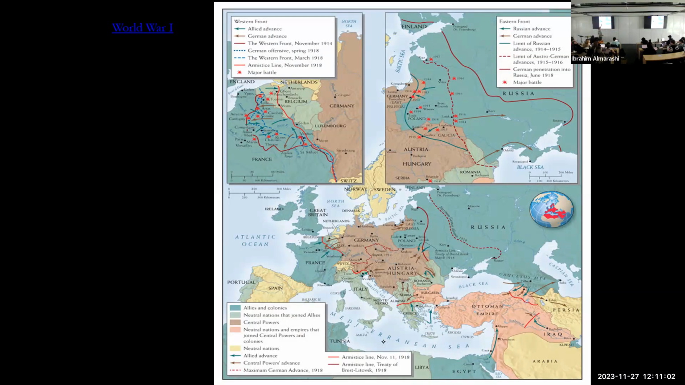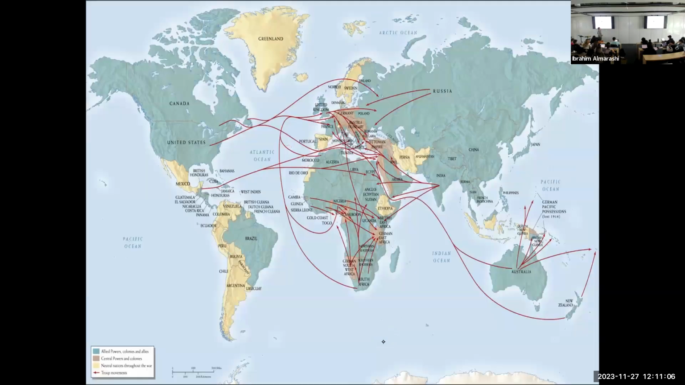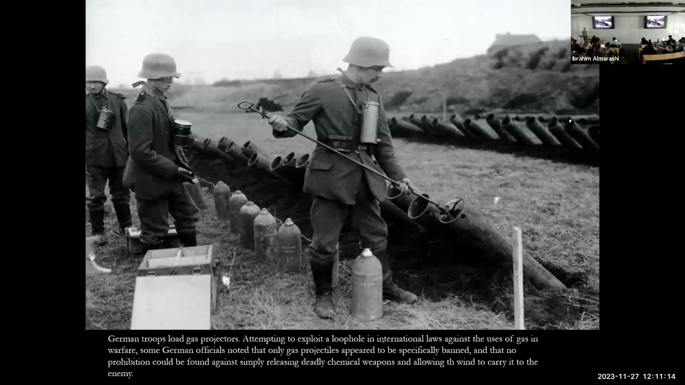Italy will ally later with Britain, France, and Russia. What makes it a world war was that it involved the colonies of Britain and France, and the US will eventually get involved. The major theme of this class is modernity. And what we're going to see here is a very modern thing about to occur. Let's go back to the front lines.